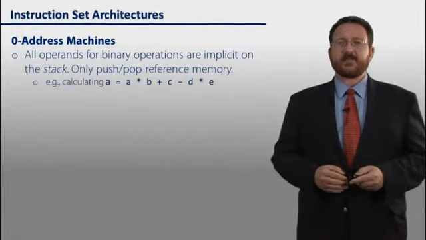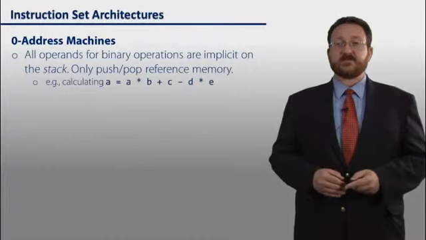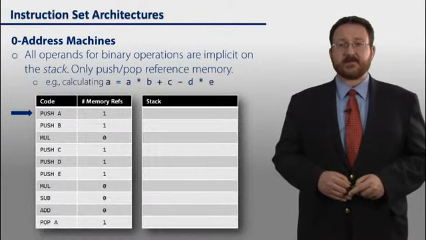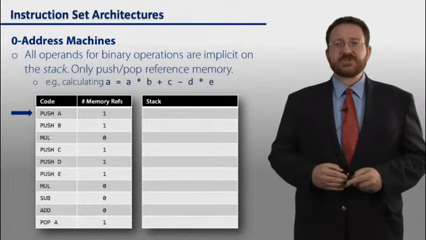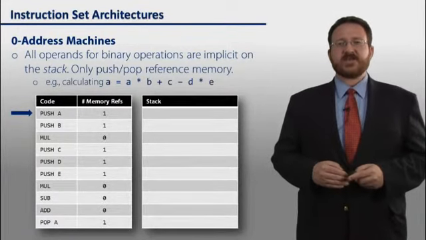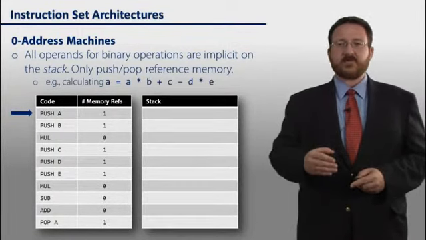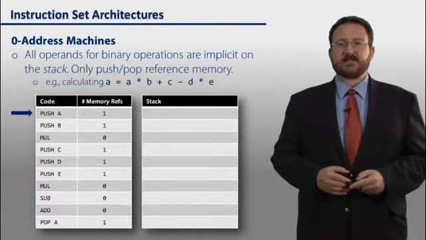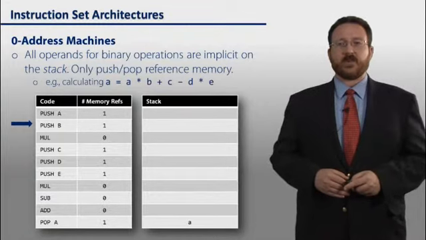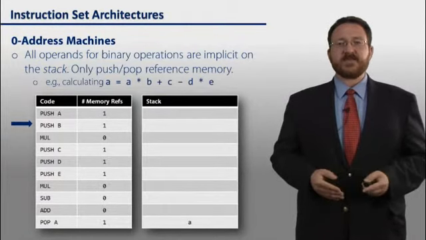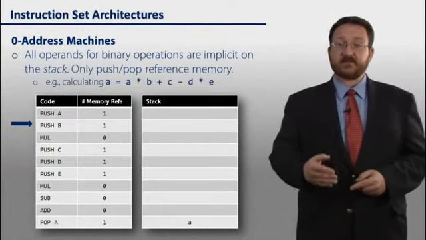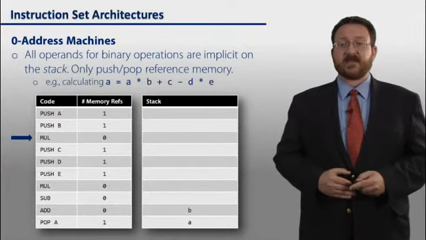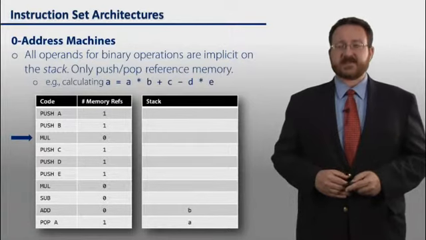So if we, for example, are trying to calculate the result of this expression on a zero-address machine, we could have code like the following. I push A onto the stack, which takes one memory reference. I have to go out to memory and fetch the A, and then I put it onto the stack. If we execute that, we would see the stack grow by one element. I could then push B onto the stack. Again, that goes out to memory and pulls B from memory and pushes it onto the stack. So now both A and B are on the stack.